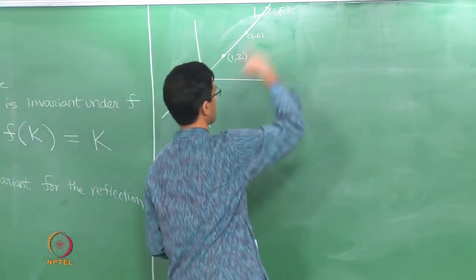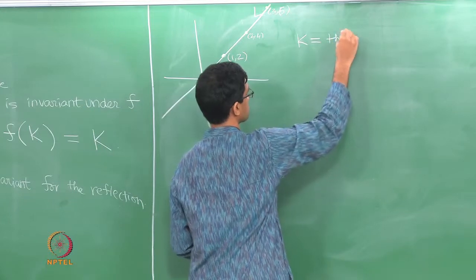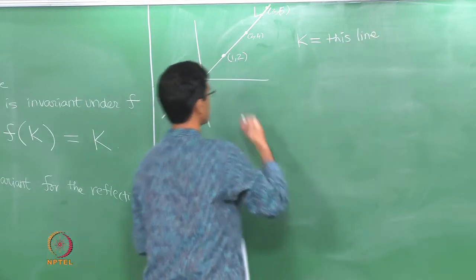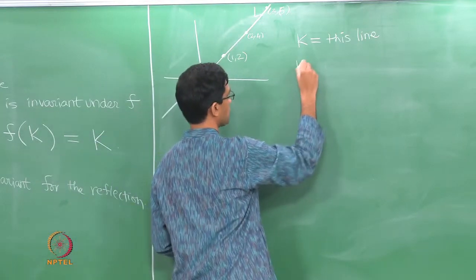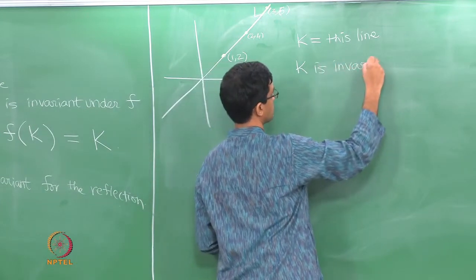So here is an example of a figure. So if you take k here to be this line, or in fact any line parallel to this one, then you apply the translation, you will find that k in fact does not change, k is invariant under the translation.